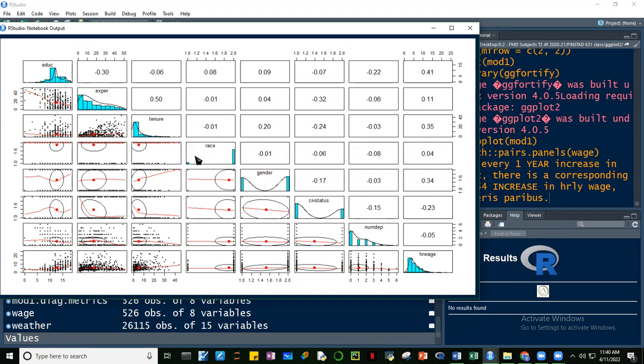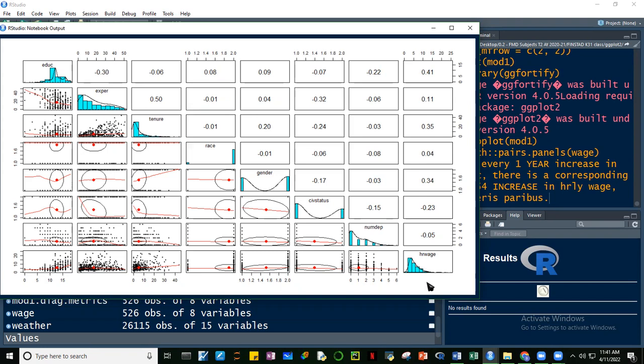But the others, guys, with race, gender, civil statuses are factors. Tenure, 0.35. Experience, 0.11. Number of dependents, negative correlation tapos mababa pa, 0.05. Very weak yung relationship nila. So chances are, guys, pag nag-multiple regression tayo, maybe number of dependents will not be a significant predictor of hourly wage.